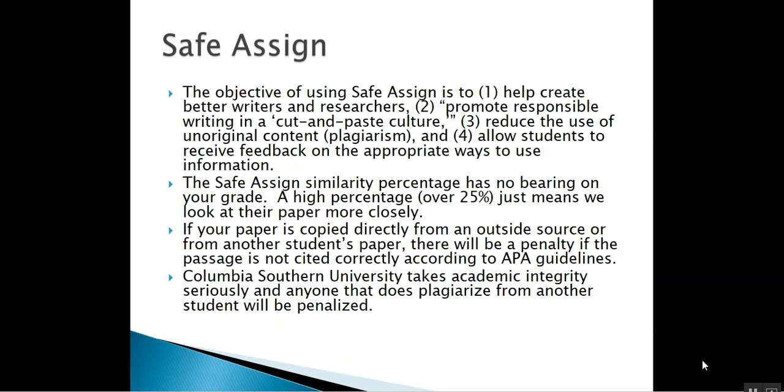However, if your paper is copied directly from an outside source or from another student's paper, there will be corrective action. So I recommend you don't copy from any other students. If you do take material from sources, please cite your sources correctly according to APA. And again, if you have any questions, please feel free to contact me.